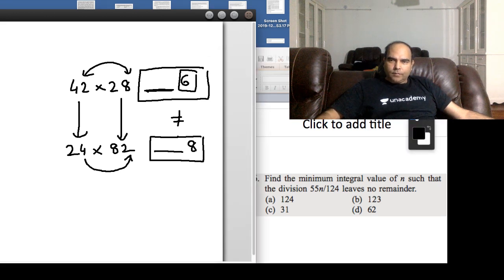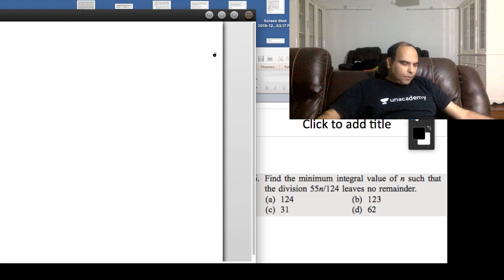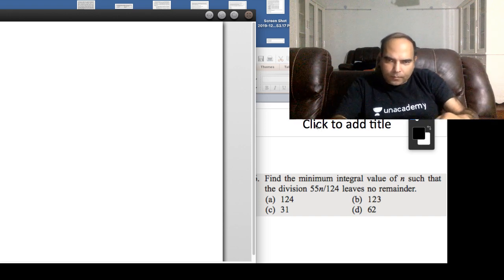Think about this. If you can give me an answer, try to do that. Find the minimum integral value of n such that the division 55n divided by 124 leaves no remainder.